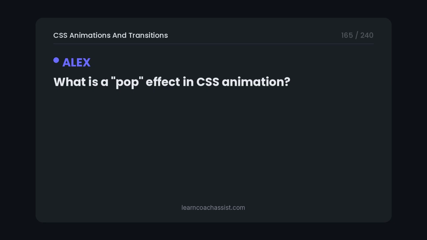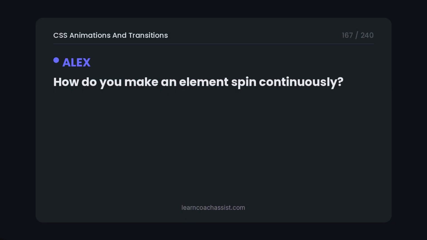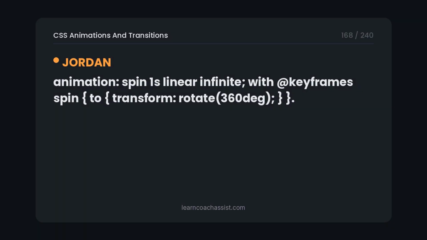What is a pop effect in CSS animation? A quick scale-up combined with a fade-in, often created with transform: scale(0.8) to scale(1), and opacity 0 to 1. How do you make an element spin continuously? animation: spin 1s linear infinite, with @keyframes spin to transform: rotate(360deg).